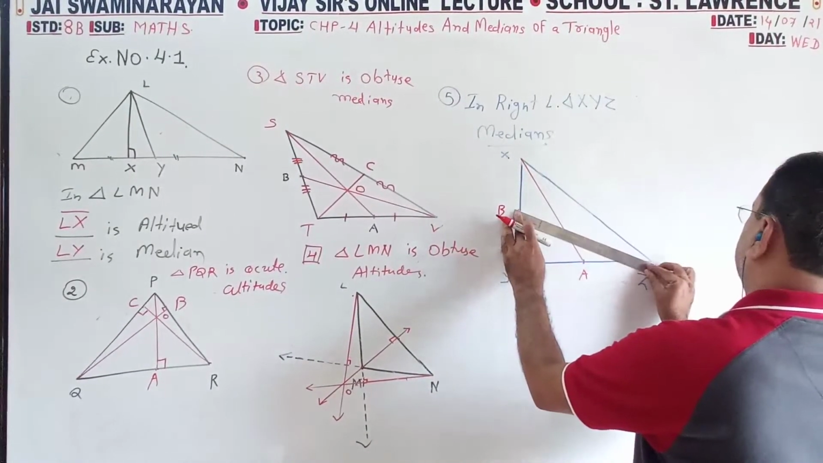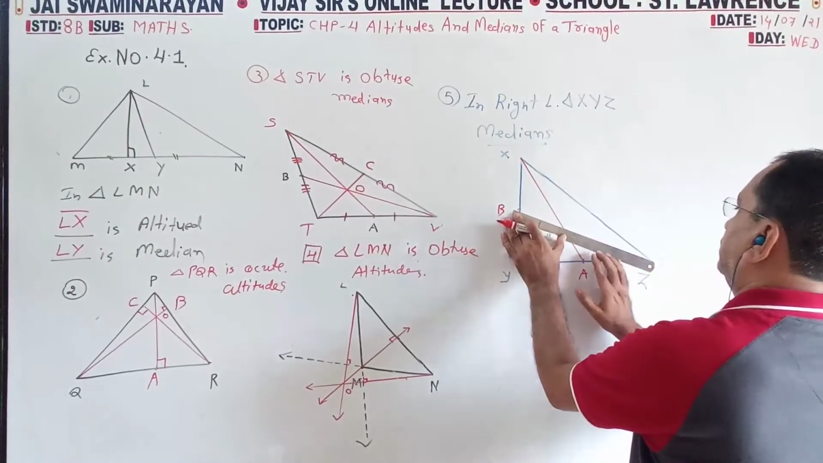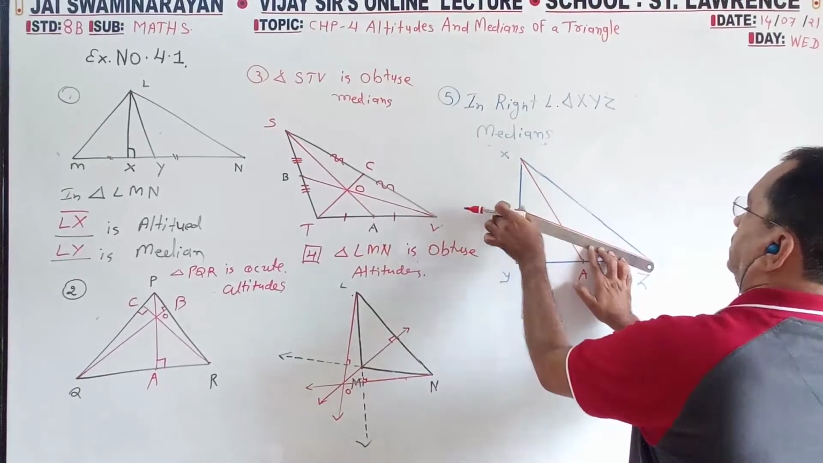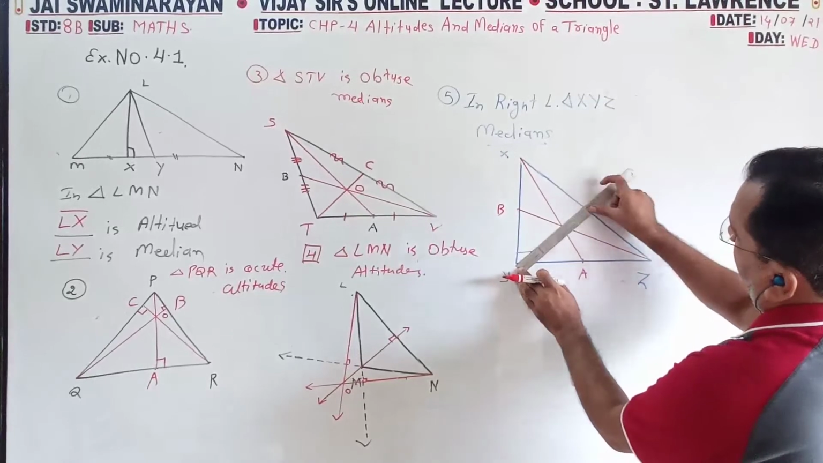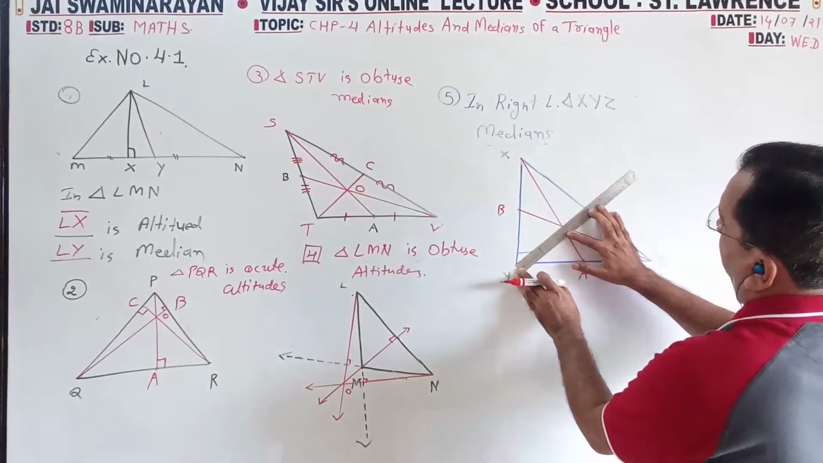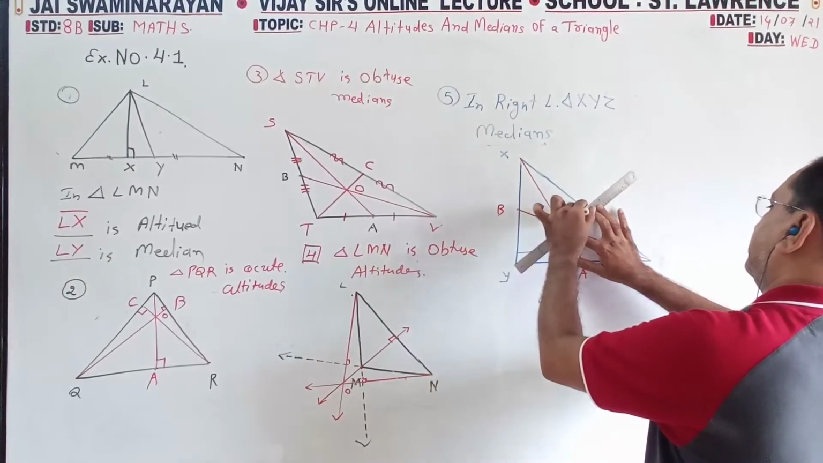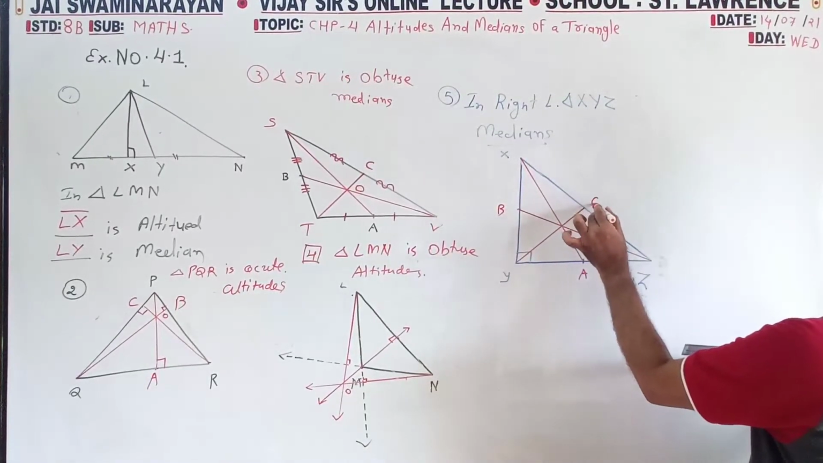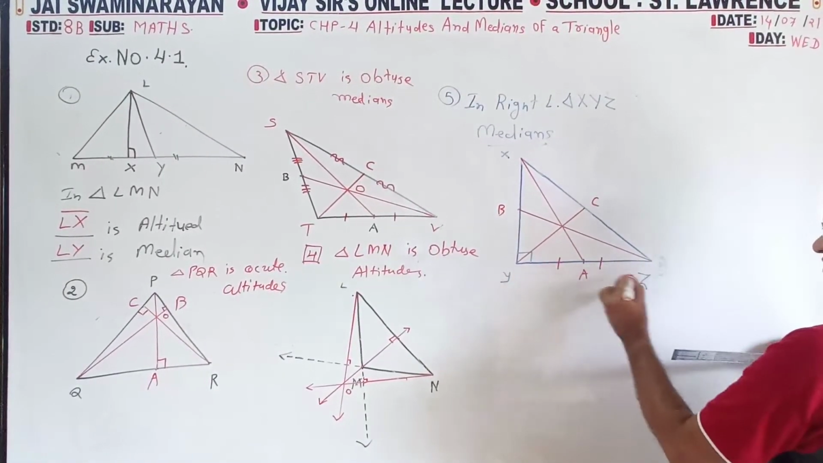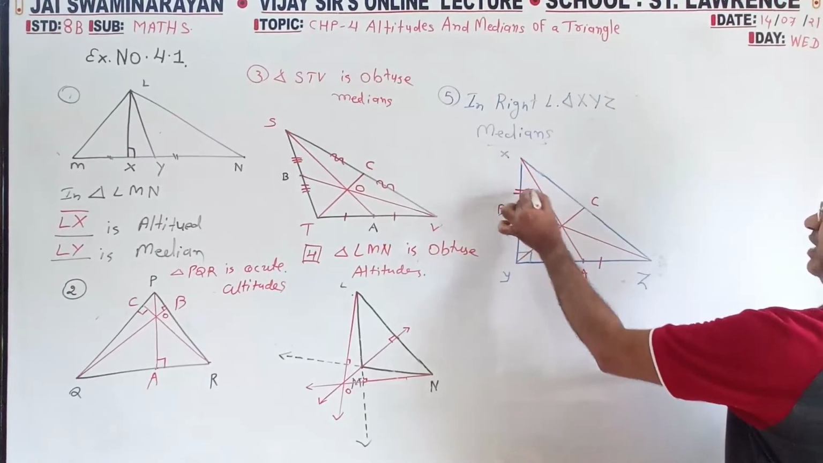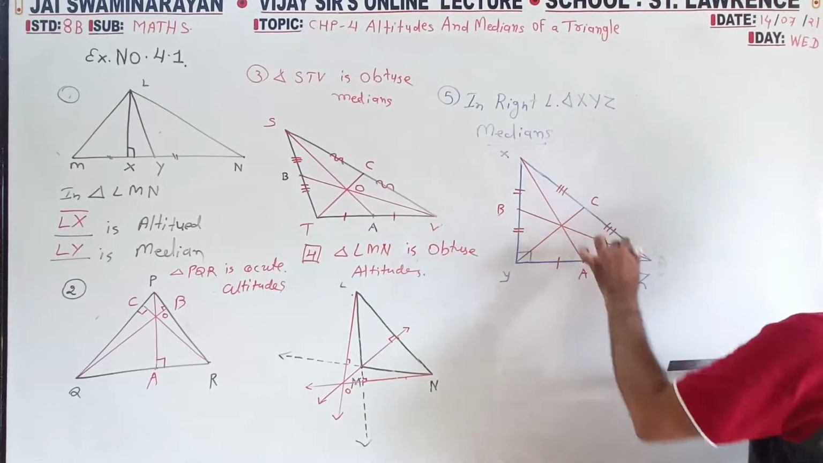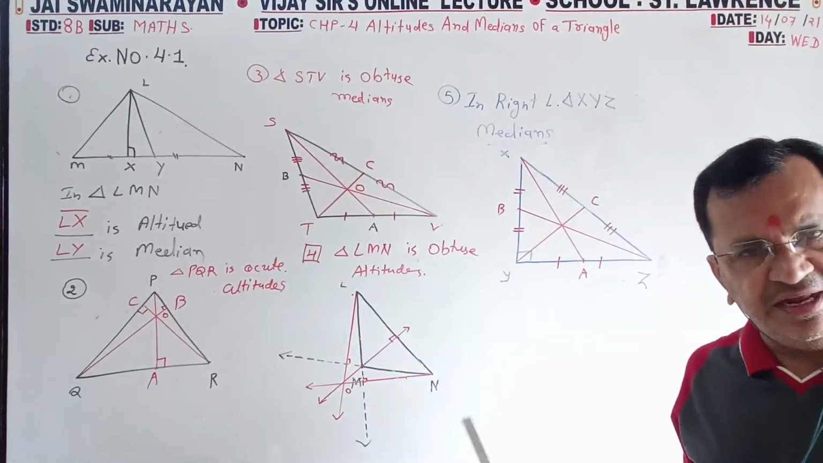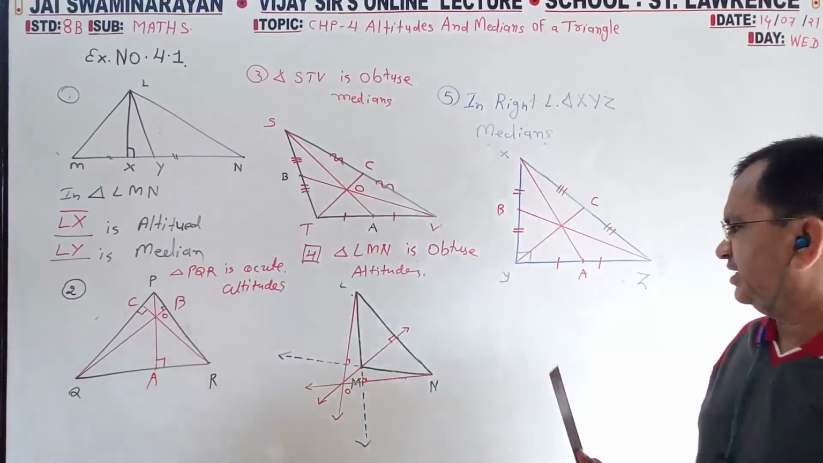Now from B also we have to join. For Y, from Y, this intersection point we have to join. Otherwise your diagram will be wrong. So just use this method. So when you will join this and this, automatically you will get C. So A is a midpoint of YZ. B is a midpoint of XY, C is a midpoint of XZ. So these are the three medians on right angle triangle.